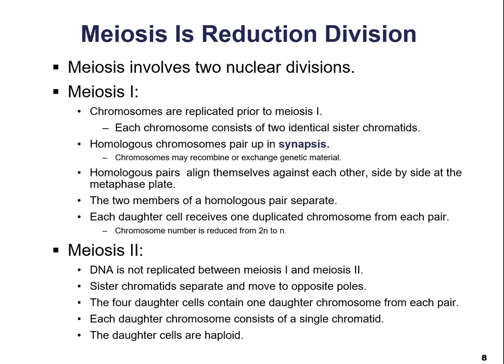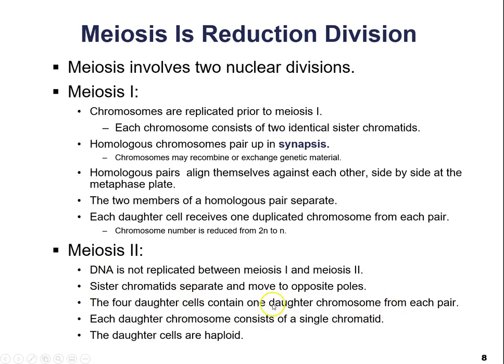Then in meiosis 2, no DNA replication will occur after meiosis 1. Now the sister chromatids will actually separate from one another. So meiosis 2 looks a lot more like mitosis, okay, in terms of those steps. And then each one of those daughter cells that are produced in meiosis 1 will form 2 daughter cells. So you're going to end up with 4 daughter cells after meiosis 1 and meiosis 2, okay?